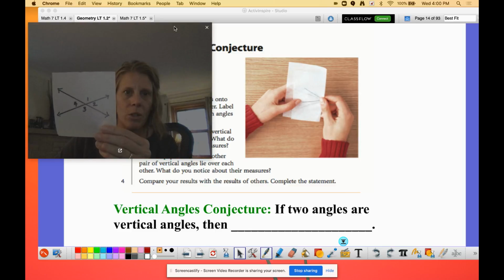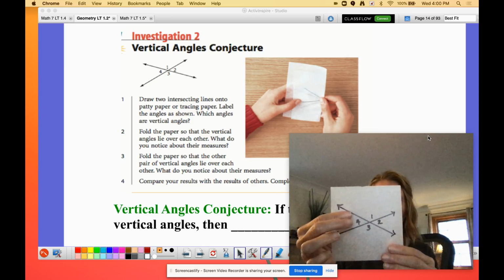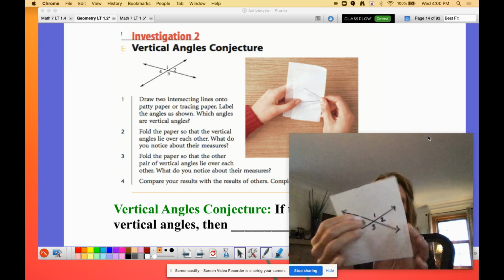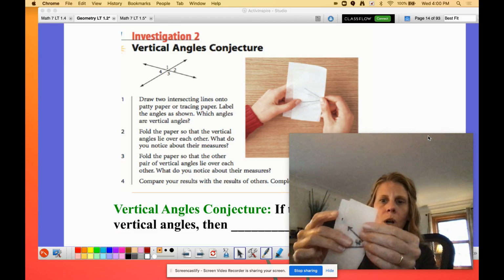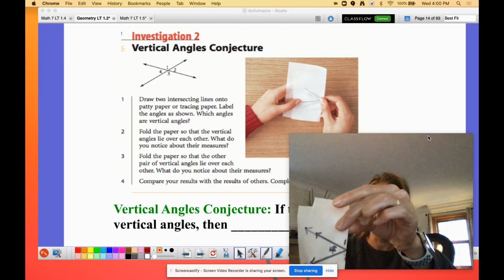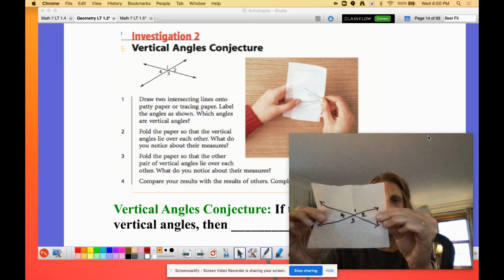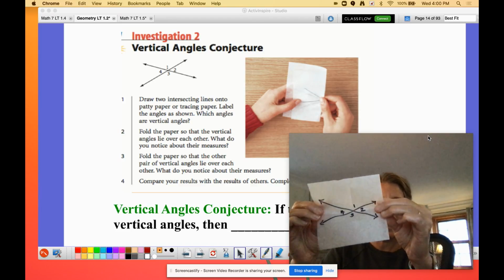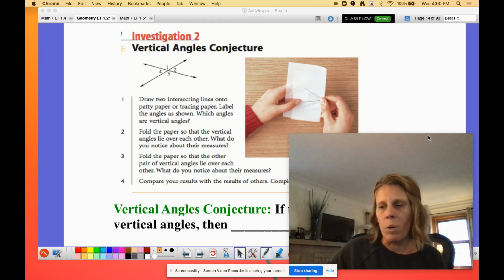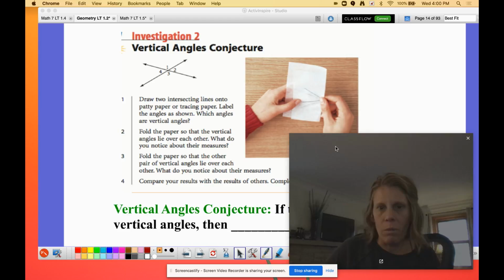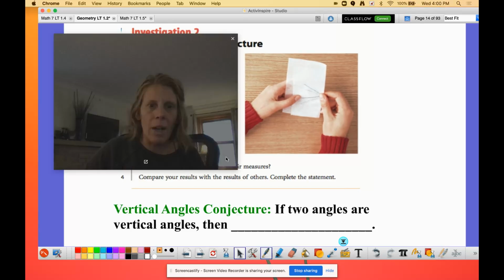So let's go back to the direction here. You're going to fold this so that the vertical angles lie over top of each other. So I'm going to fold it on the point so that angles 3 and 4 line up on top of each other, okay? And then I'm going to open it up. What did I notice? And then fold it the other way. So I'm not folding it on a line. I'm folding it so that the angles line up on top of each other. So again, you won't compare your results with your group because we are doing this asynchronously right now.